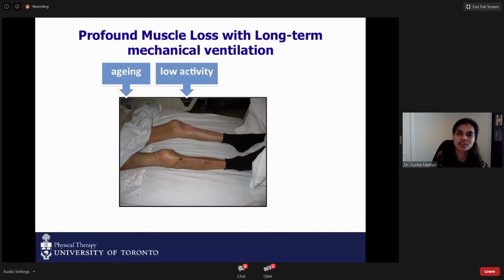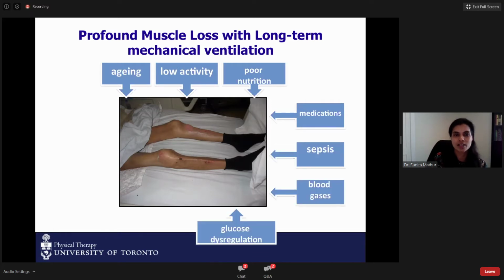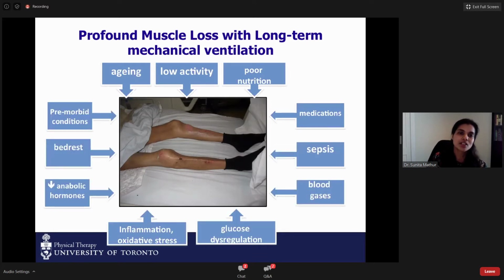There are several factors that contribute to that muscle mass loss. Of course, advanced age, not doing anything while you're on bed rest in the hospital, not eating properly, the number of medications you get put on, often they have side effects on muscle, developing sepsis or poor blood gases, and a series of other inflammatory cascades, poor glucose control, a decrease in anabolic hormones, and also any other premorbid conditions that you already come in with. So you can experience quite a bit of muscle loss while you're in the intensive care unit.